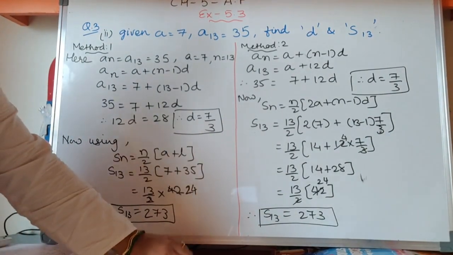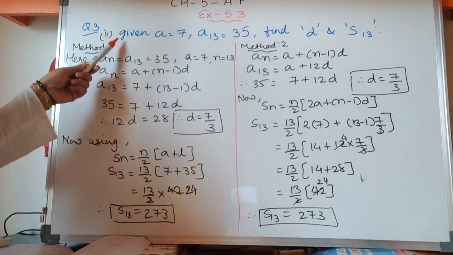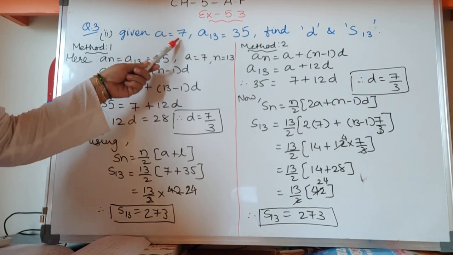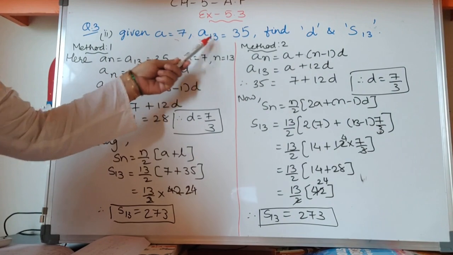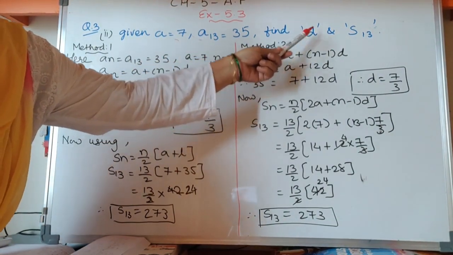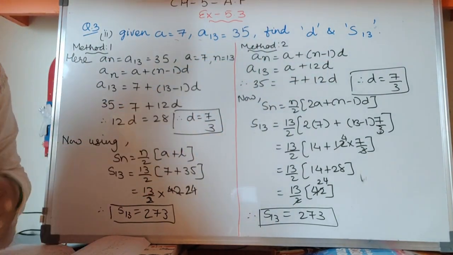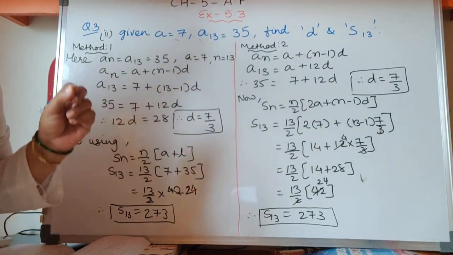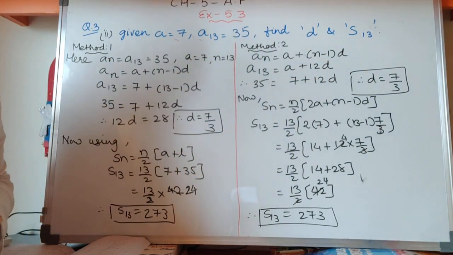Now let's start with the next one. In the second question, it is asked that a is equal to 7, a13 is equal to 35, and find the value of d, the common difference, and S13. It means we have to find the sum of the first 13 terms.